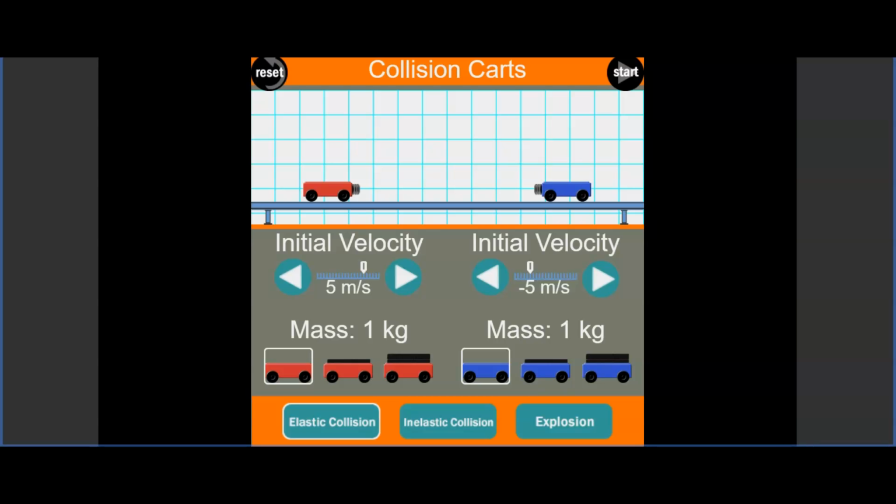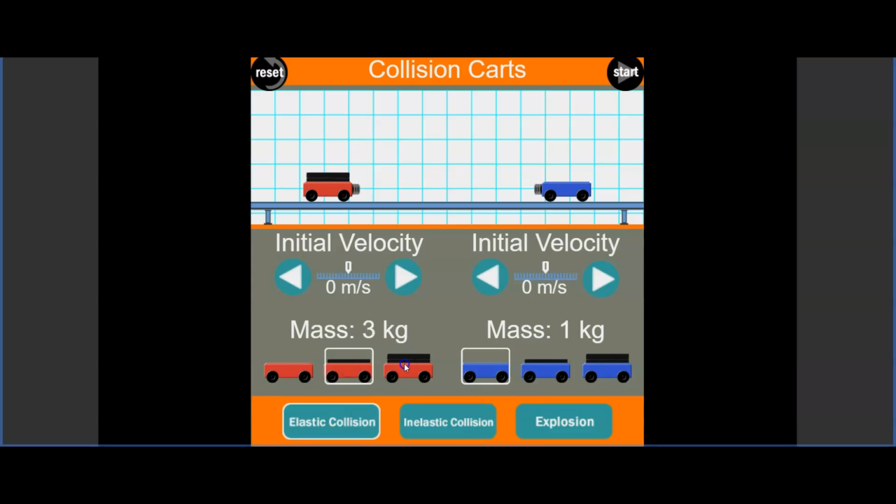Hi everybody, here's how to run your collision cart interactive. I'm looking at elastic collisions, that's for lab number 1. Inelastic are for lab number 2 down here, and explosion is lab number 3. So that's how you find the right one for the right lab.